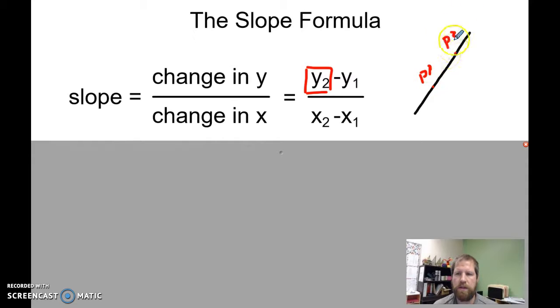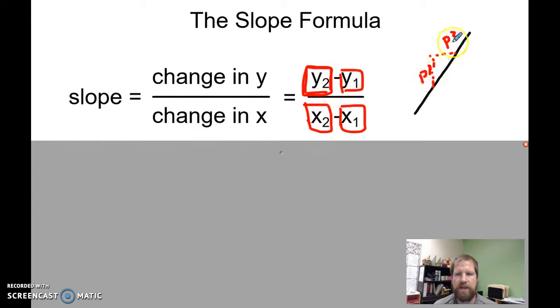You're going to subtract the y value from one of these points from the y value of another point, and then you're going to put that over the x value of the same point and subtract that by the x value of the other point. So it's very important that you subtract your values in the same order.